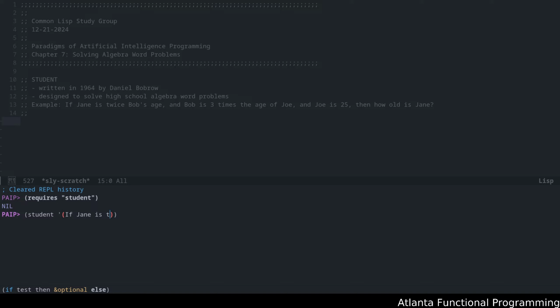Student will take in a list of words: Bob is 3 times Joe's age, and Joe is 25. Then how old is Bob? And you could see that it's able to actually end up solving this.